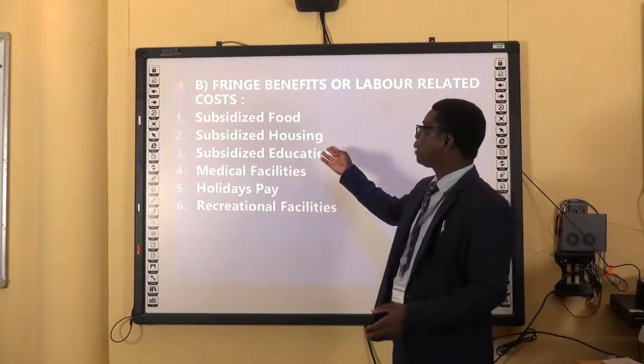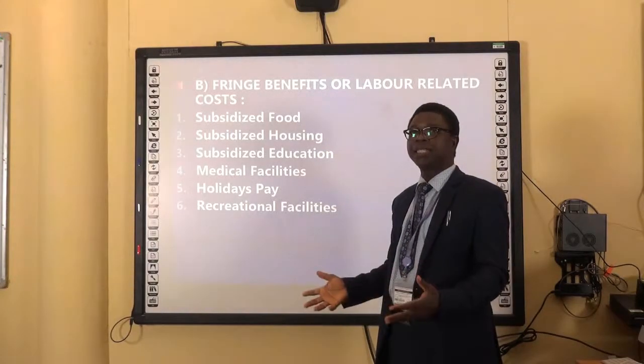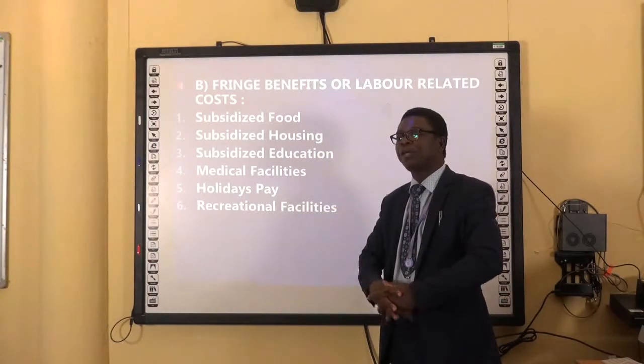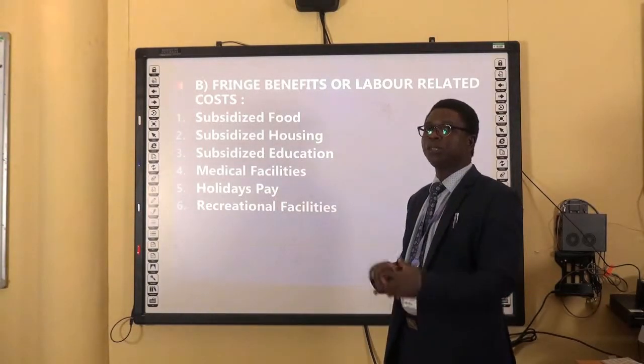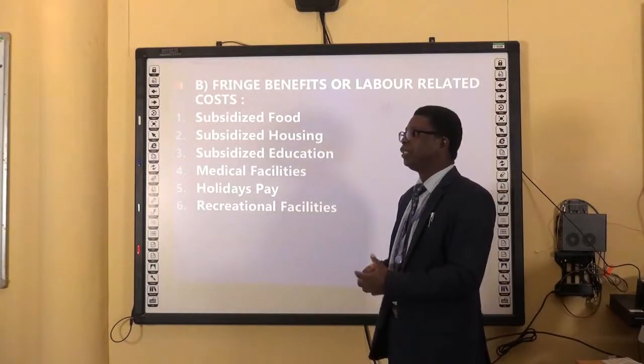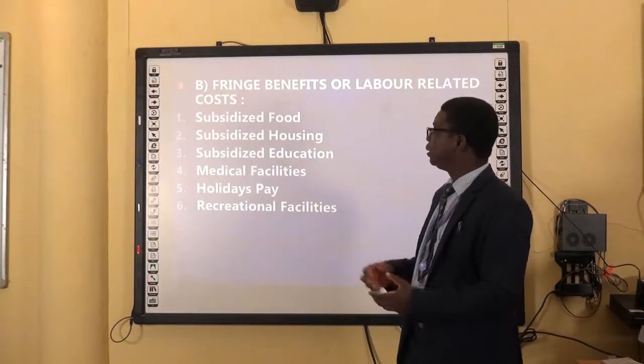The same thing is applicable to housing. You are renting a two-bedroom flat, instead of paying maybe half a million naira per annum, the organization will pay half, and then the employee pays the other half.